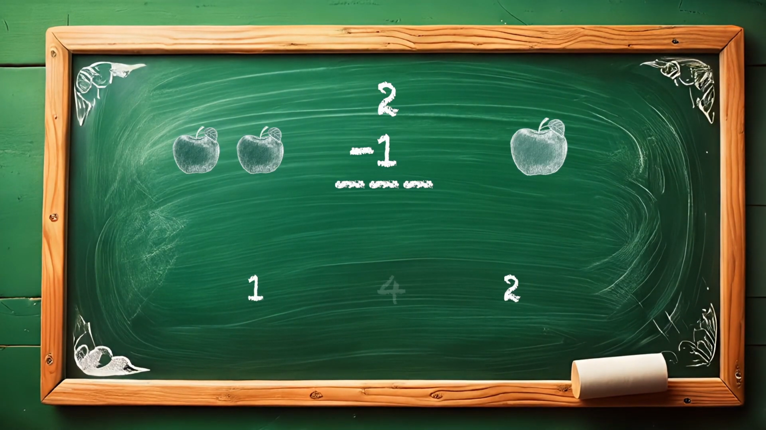If you have 2 apples and you take away 1 apple, do you have 1 apple, 4 apples, or 2 apples left? 2 minus 1 equals 1.